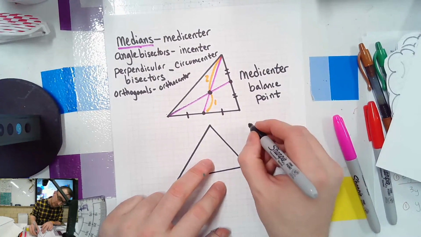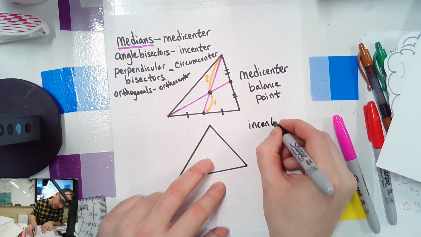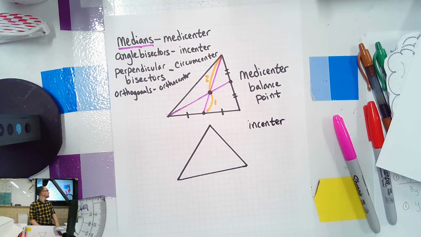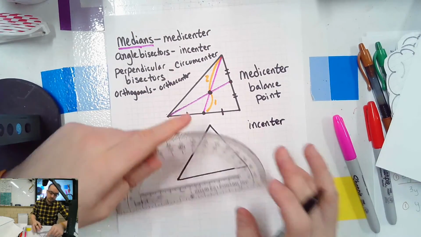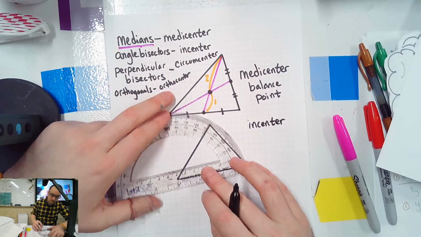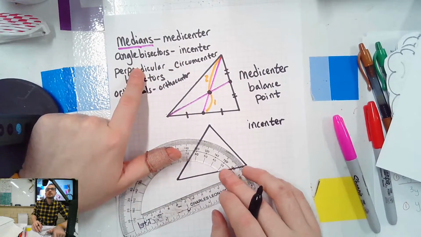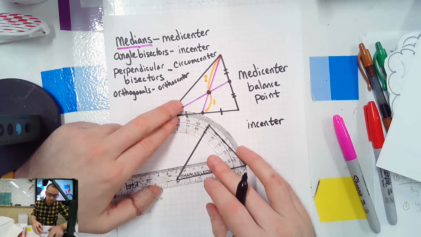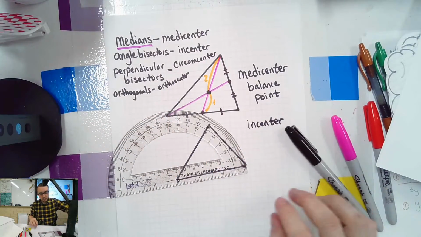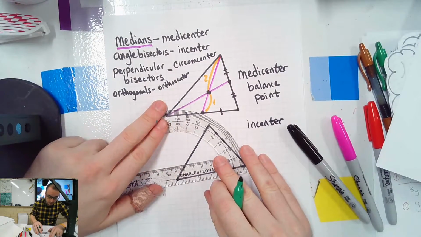All right, so now we're going after the in-center. How do we find the in-center? What lines do we have to draw to find the in-center? Angle bisector. So we got to bisect all these angles, right? So if you want, you can measure your angles, or not. You can estimate if you want.